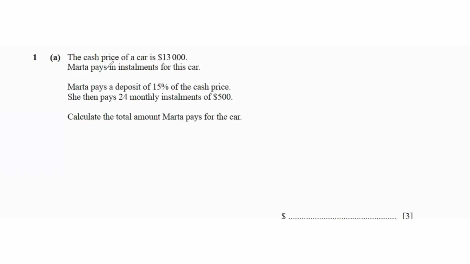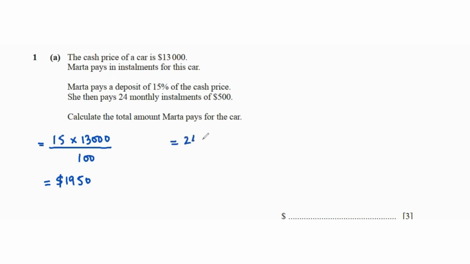First question will say that the cash price of a car is $13,000. Marta pays an installment for this car. So she pays a deposit of 15% of the cash price. So let's find that. 15% of the cash price. That is going to equal 1,950.